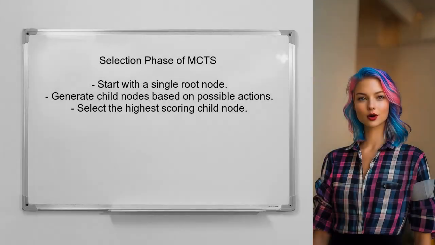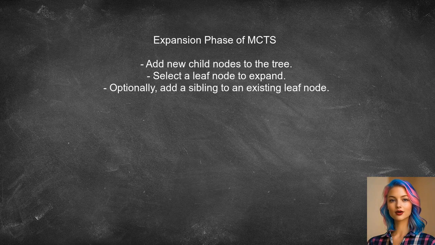To understand how Monte Carlo Tree Search works, we start with the selection phase. In this phase, the user selects the highest scoring child node of the current state. Initially, the tree begins with just a single root node, but as the algorithm runs, it generates child nodes based on possible actions. Next, let's discuss the expansion phase.